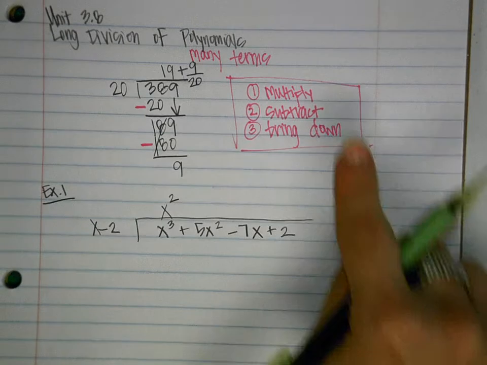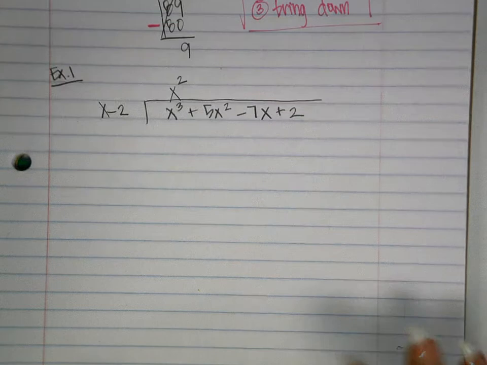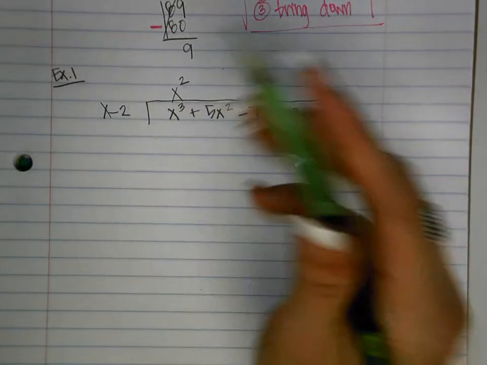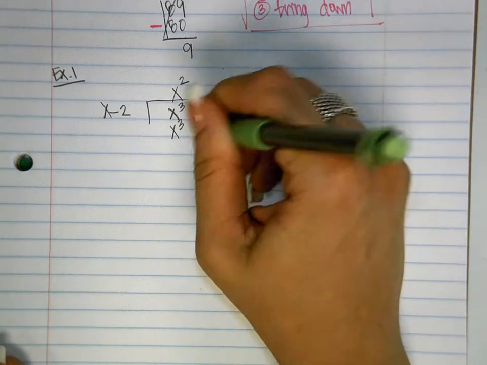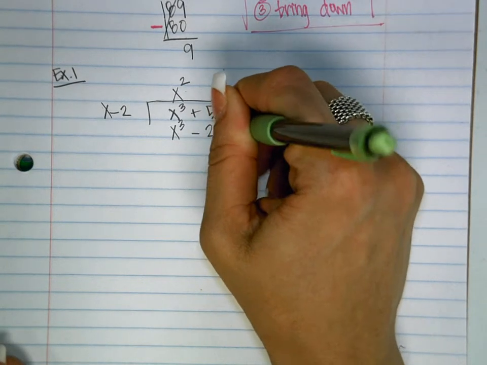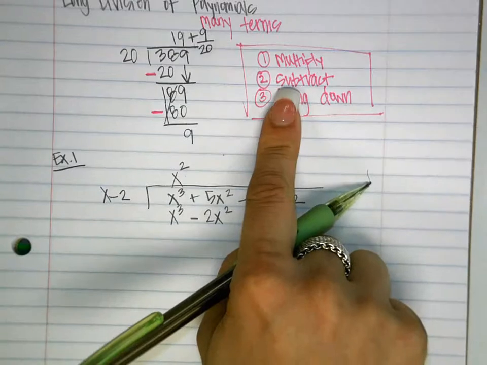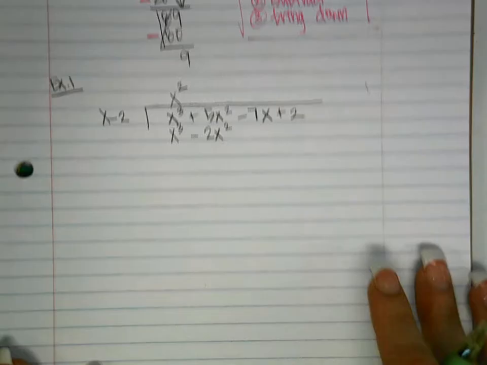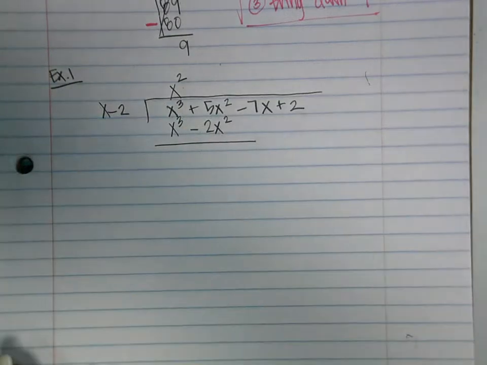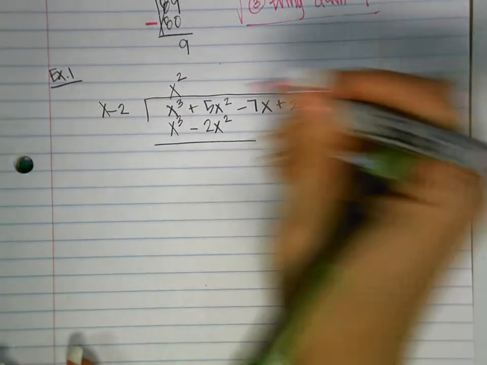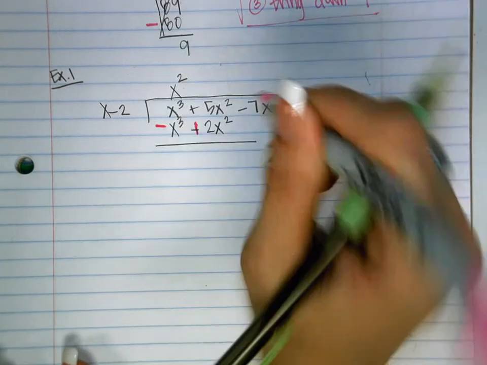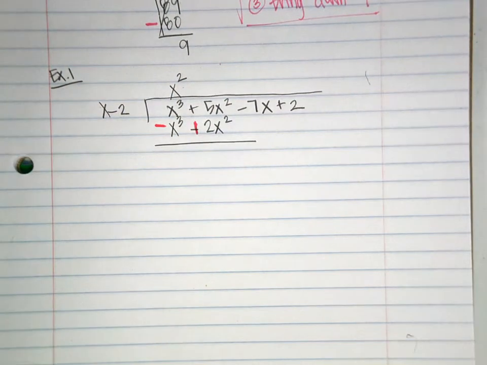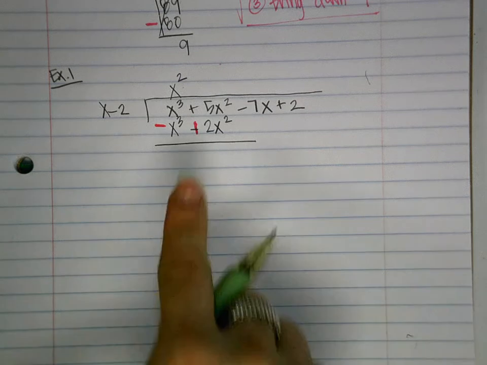Now, go back to my steps. First step is multiply, so I'm just going to multiply. X squared times x gives you x cubed. X squared times -2 gives you minus 2x squared. Now, my next step was subtract. Now, before you can subtract, you have to multiply through by a -1. So subtract, so change your signs. I would strongly, strongly, strongly recommend using a different color or a pen or something. Okay? Change the signs.